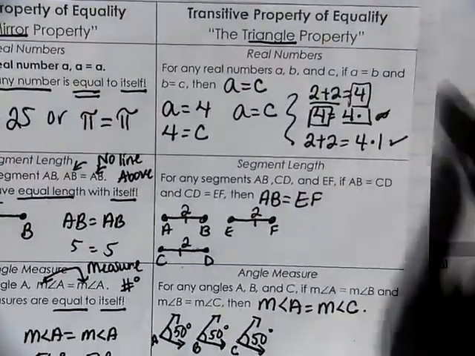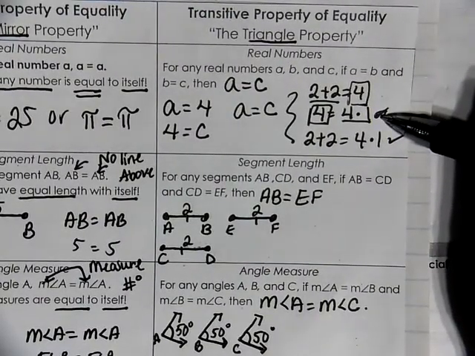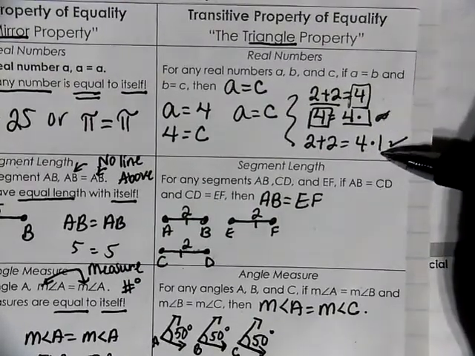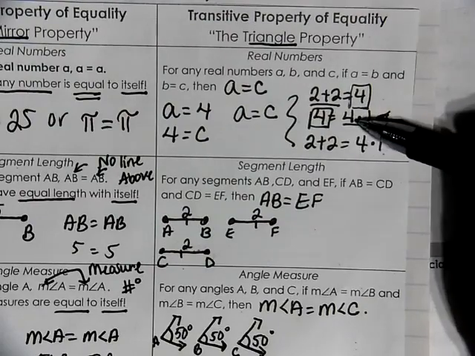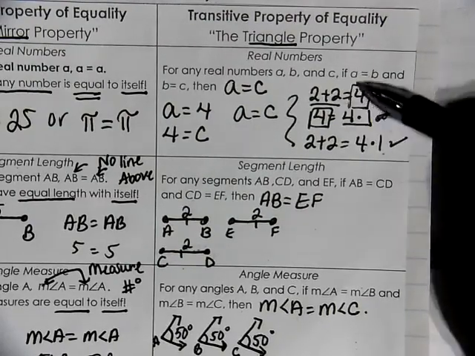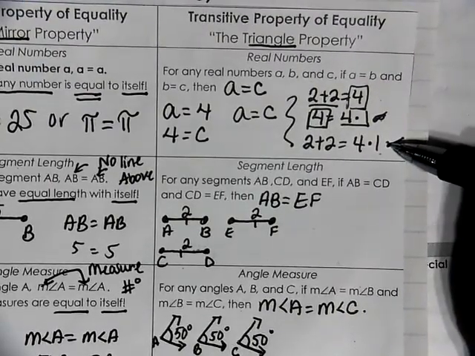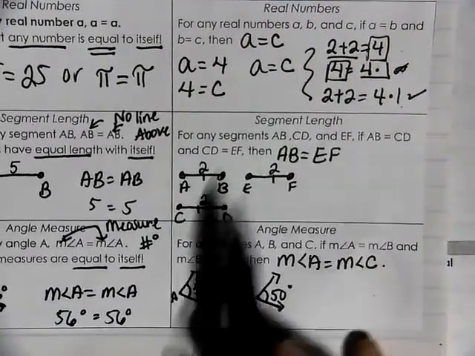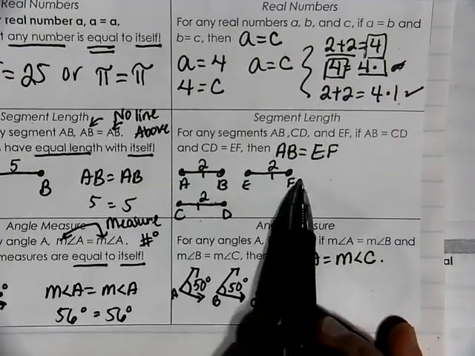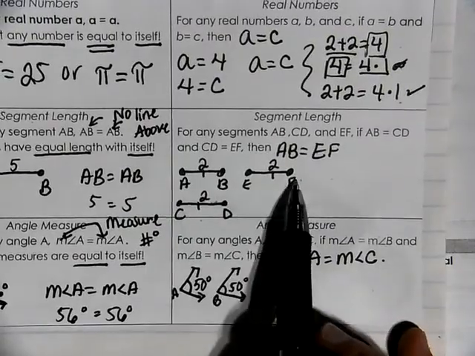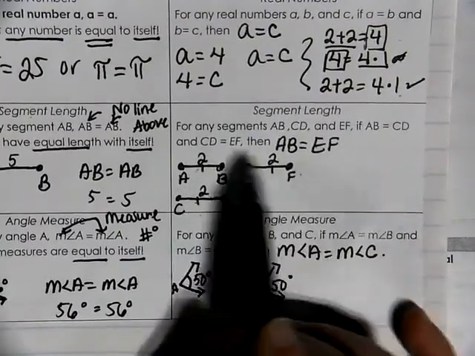The transitive property of equality, which is like the triangle property, means that you're given 2 pieces of information and then you connect those 2 statements together to come up with a new statement. So if 2 plus 2 equals 4 and 4 equals 4 times 1, we can say that 2 plus 2 equals 4 times 1 because they're both equal to 4. And that would be your final conclusion. With segment length, if AB's length is the same as CD and CD's length is the same as EF, you can conclude that AB and EF also have the same measure. So it's forming like a triangle relationship.